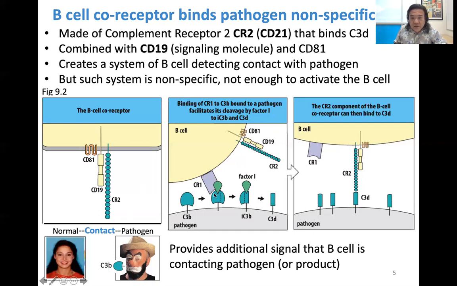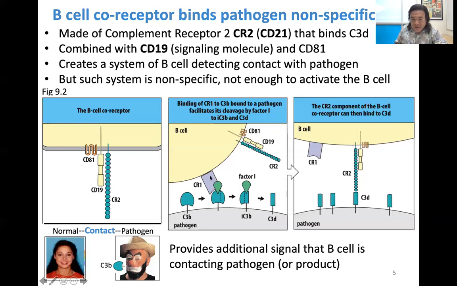Anyhow, because the pathogen is covered with C3b, you have complement receptors on the B cell that can pick up on that. So the B cell has CR1, just like macrophages do, to bind to the pathogen, sort of like the whole Velcro thing we talked about with the beach ball and the ping pong balls at the beginning of the semester. But it also has this CR2 B cell co-receptor complex.